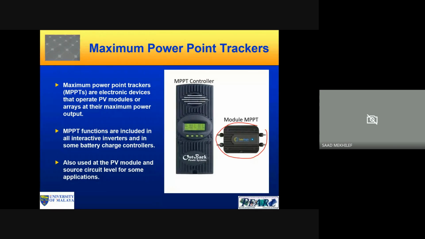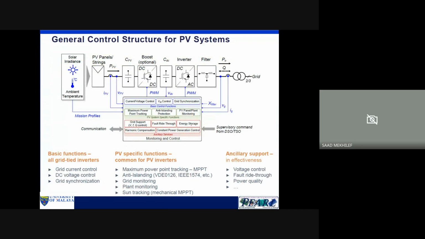It's a DC converter, you can see here two terminals, output and input, okay? Sometimes it comes built in within the inverter, which can also be the case. And this is how the control structure of the PV system looks like, okay?